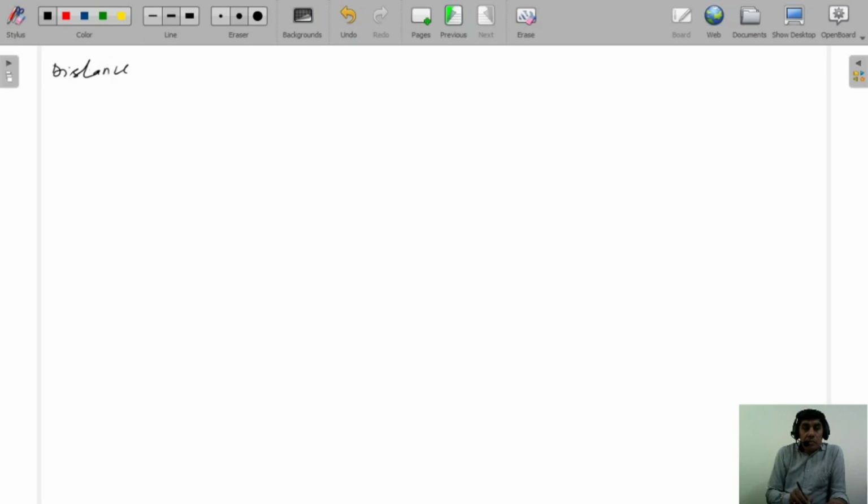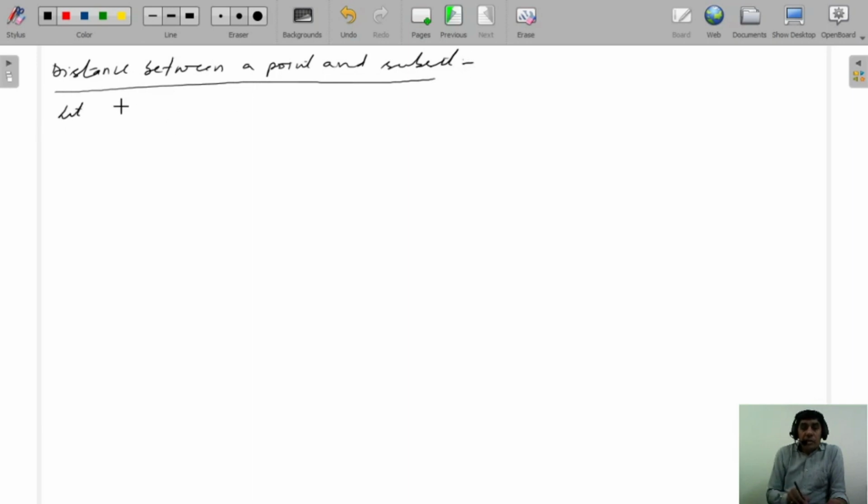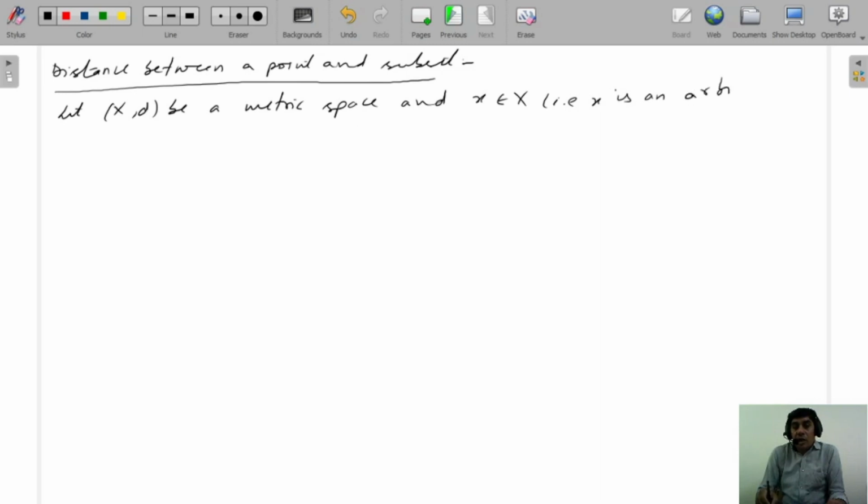Distance between a point and a subset. Let (X,d) be a metric space and small x belongs to capital X. That is, x is an arbitrary point of capital X.